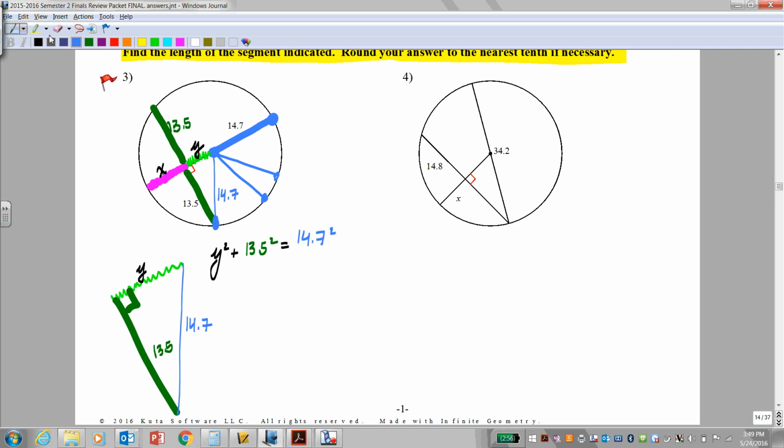Now what that's going to get you is right there. Now that's not your X, but that will help you find X. You're going to have to finish the problem on your own.